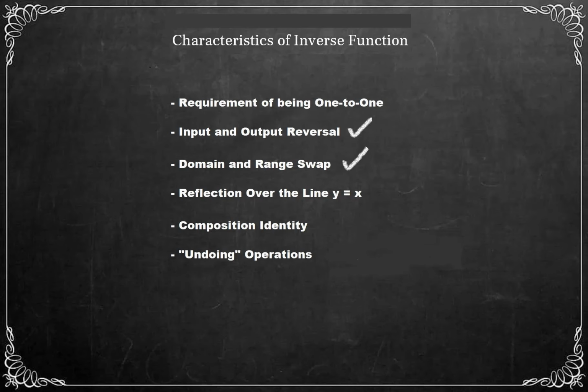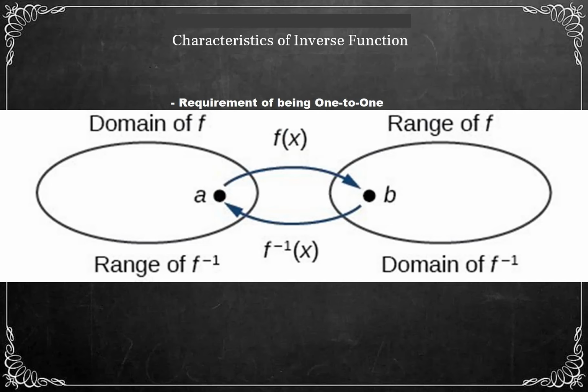The domain and range swap property of an inverse function states the domain of the original function becomes the range of the inverse function, and the range of the original function becomes the domain of the inverse function. In essence, the inputs of the original function are the outputs of its inverse, and the outputs of the original function are the inputs of its inverse, which is a natural consequence of the input-output reversal property.